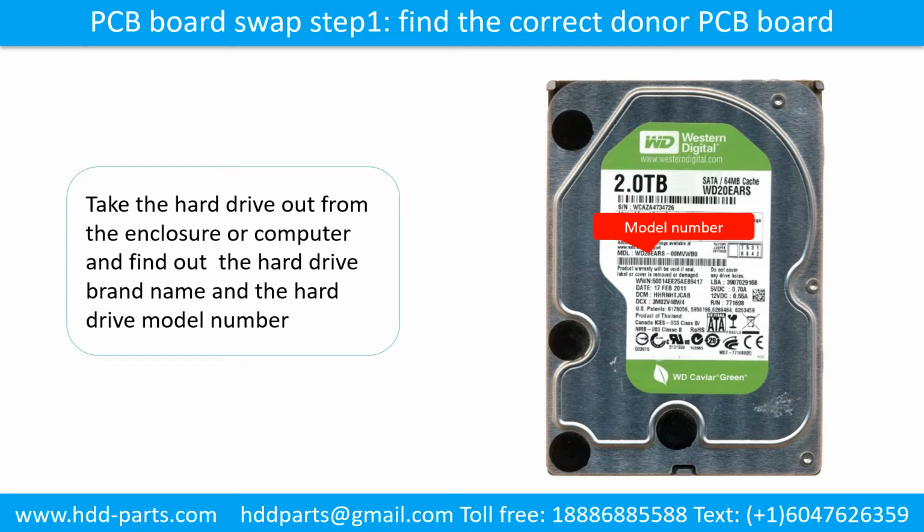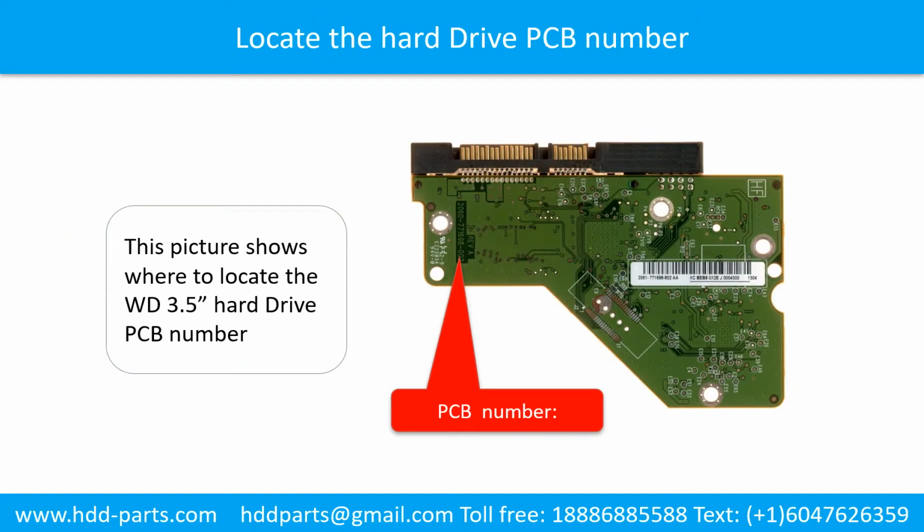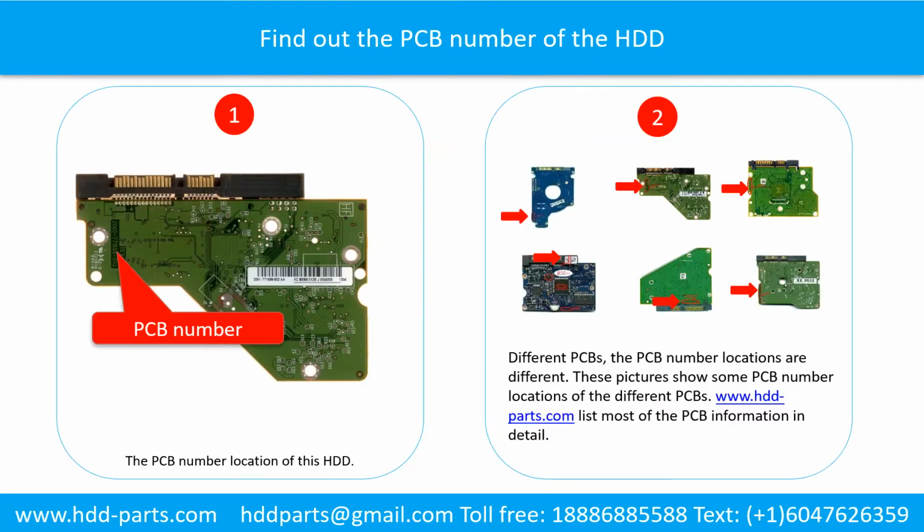Locate the hard drive model number on the front of the hard drive label. Locate the hard drive PCB board number. Different brand name, different PCB board. The PCB board numbers are different. You may go to hddparts.com to check out other brand name PCB board numbers. Find out the printed circuit board number of the hard drive. Picture 1 shows the printed circuit board number location of this model hard drive.